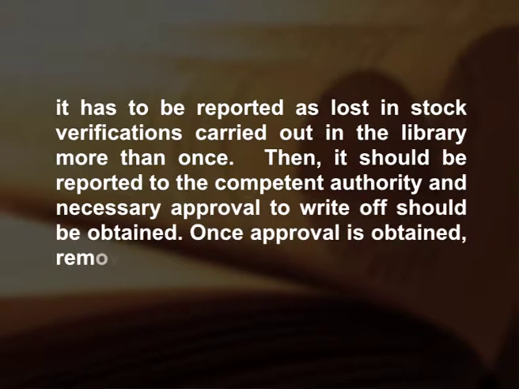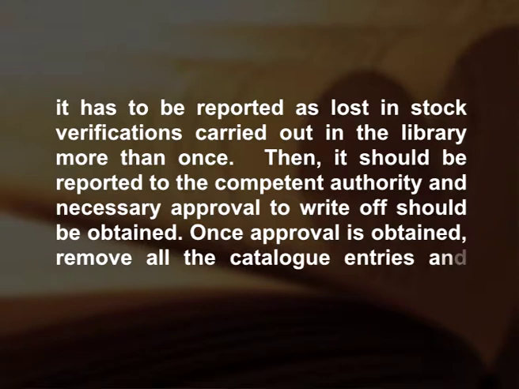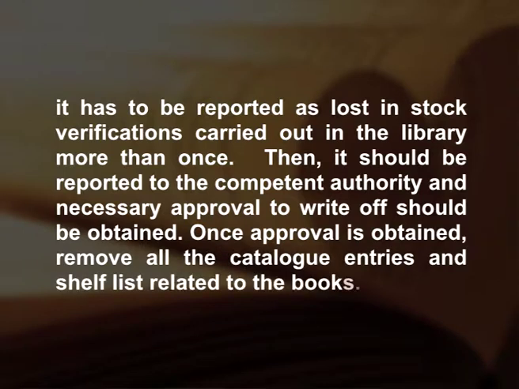Once approval is obtained, remove all the catalogue entries and shelf list related to the books. In the remarks column of the accession register, write withdrawn and quote the number and date of the order sanctioning the withdrawal against the entries of books withdrawn. Side by side, effort should be made to procure copies of books withdrawn if they are really useful. In all probability, these books would be highly useful and therefore need replacement.